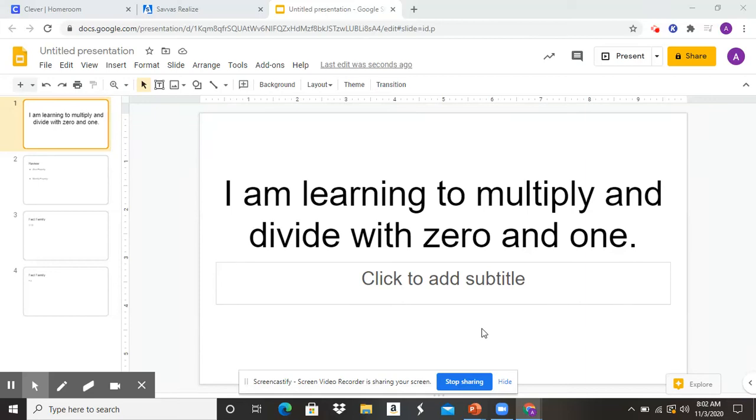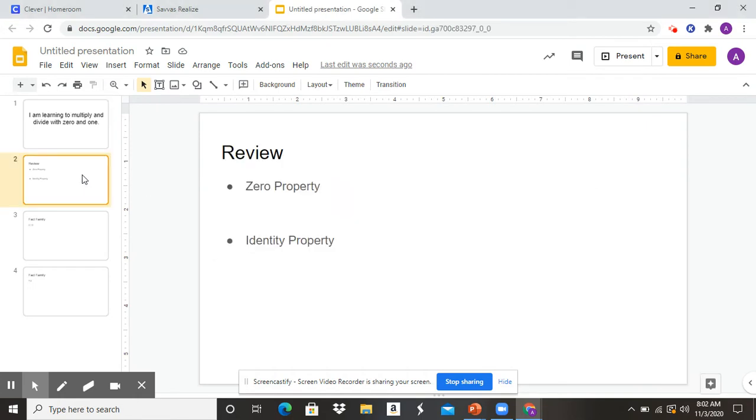This is math for Monday. Your learning target is you are learning to multiply and divide with 0 and 1. So what we're going to do is review two of the properties that go along with that. So let's talk about the 0 property.